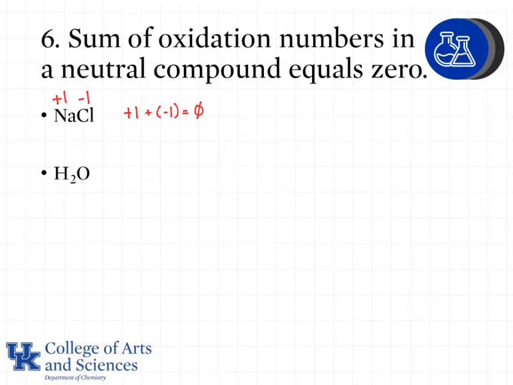For water, our rule for hydrogen is that the oxidation number is +1, and for oxygen, the oxidation number is -2. Taking 2 times +1 plus a -2 gives me 0. Note that because there are 2 hydrogens, I have to multiply the oxidation number of each hydrogen by 2. When we report oxidation numbers, it's always per atom of a particular element.